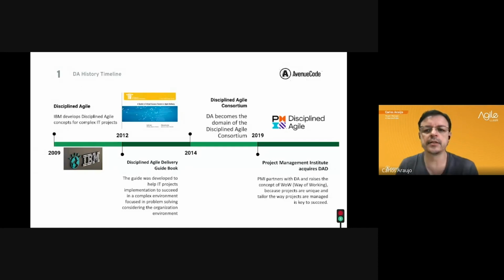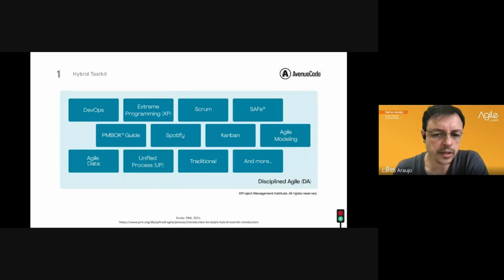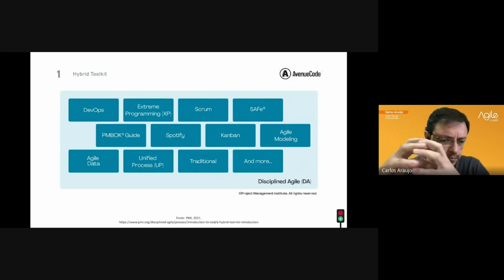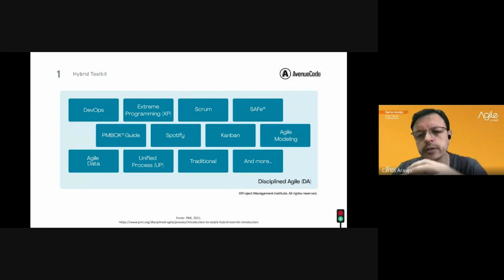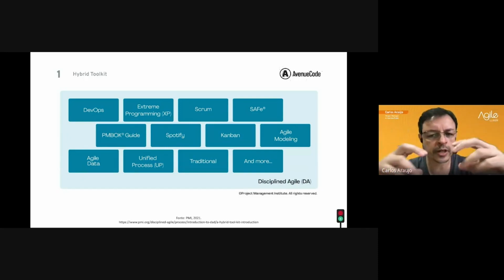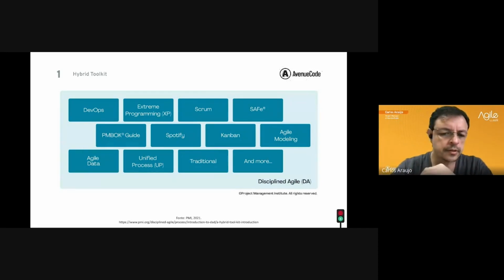so together with that, PMI also raised the concept of way of working. So that's why we say WOW, the way of working, which means for you to tailor what best fits for you in a project, okay? And as you can see, DA is a hybrid toolkit, which means it interacts with different frameworks of agility. You can have Scrum, you can work with Spotify, Kanban, Agile modeling, Agile data, traditional, everything that you think will fit your context, and you can use it as the strategy you think better suits you.